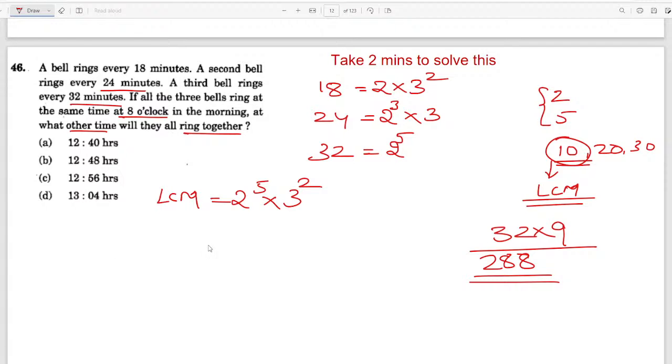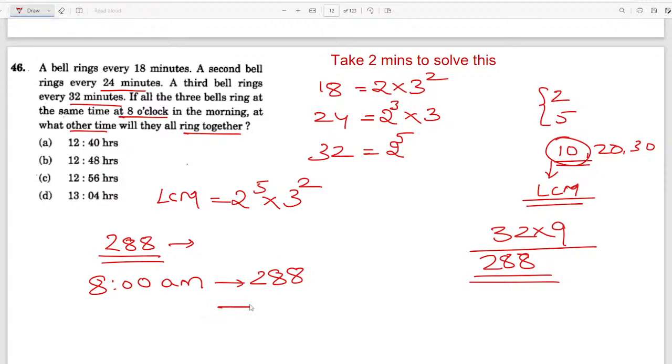So for every 288 minutes, all these three bells will ring together. They are saying that at 8 o'clock AM, 8 AM, it has rung the bell. All three have rung together. So next would be after 288 minutes.